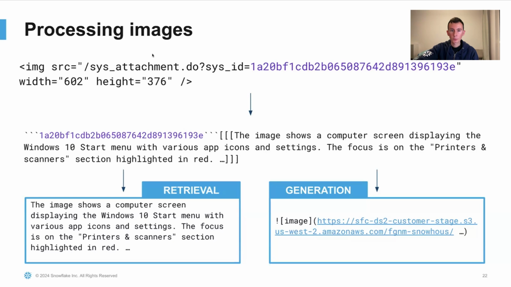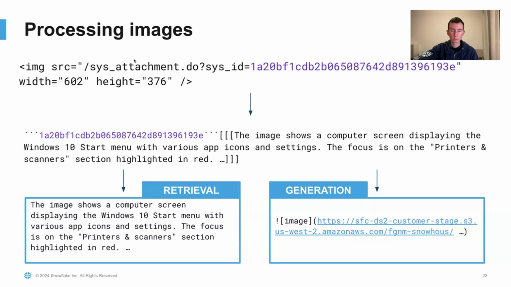So the first step is to get the image tag from the HTML web page. This is what's displayed at the top of the screen. And you can see there is a part of this text displayed in purple. This part is the ID of the image. And I'm using this ID to retrieve the corresponding image description for this image.